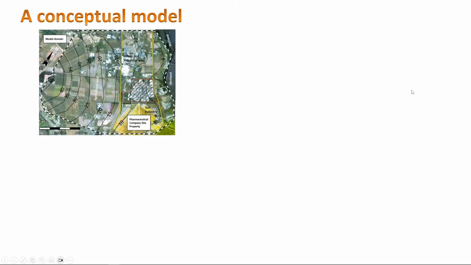So let's look at a conceptual model. Here is part of a conceptual model. Remember, I showed you this pharmaceutical site at the beginning of the semester. So now I have my model domain, and I identified it here. This is my pharmaceutical facility. I have an observation well here. From this observation well, I measure the head and then I generate this head contour. So here is 45, 40, 35.